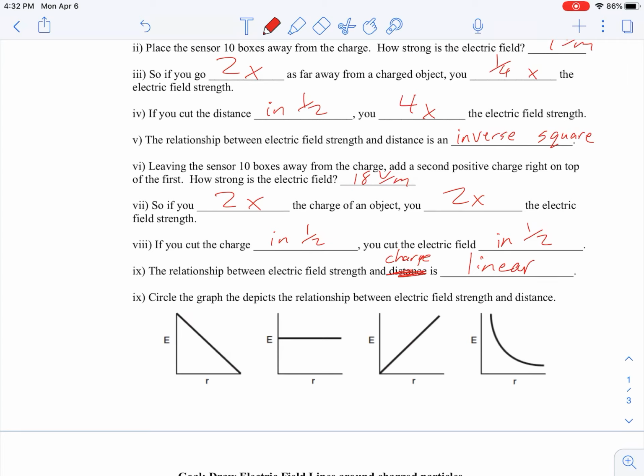So which graph depicts the relationship between electric field strength and distance? Electric field strength and distance is the inverse square, which would be this relationship here. Okay? The relationship between electric field strength and charge is linear. So that looks something like that. All right? That would be this one here.